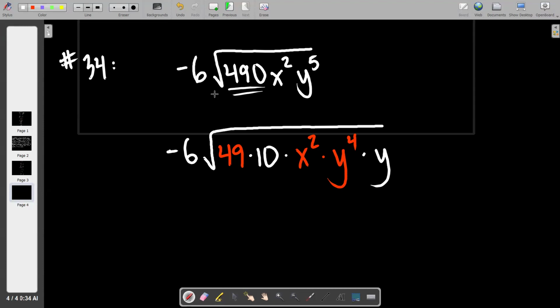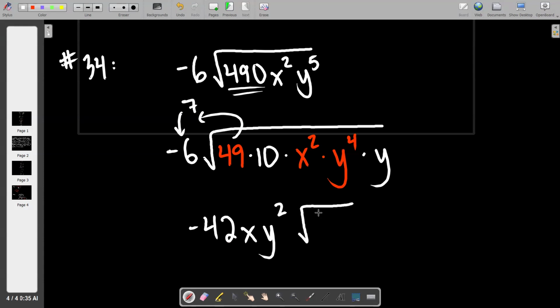Right. So when 49 flies out of jail, what does he become? 7. But then you multiply him by the other jailbreak, and what do you get? Negative 42? Yeah. Good. So we have negative 42 because that became a 7 and multiplied. X comes out, Y to Y squared comes out, and then who's stuck in jail?